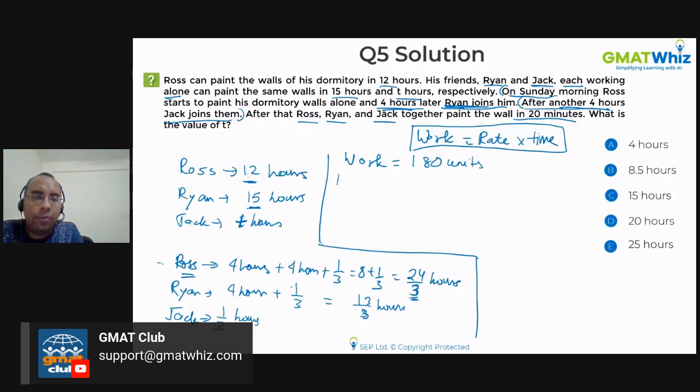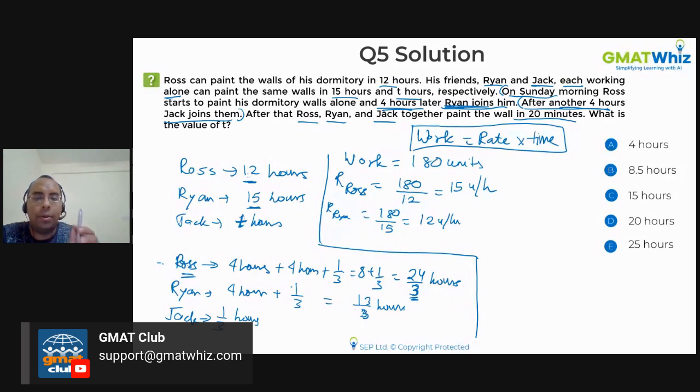If I have to write the rate of Ross, rate is work upon time, 180 by 12. Now see, this is easy to deal with. I'll get 15 very easily, 15 units per hour. Okay, what is the rate of Ryan? 180 by 15, which is 12 units per hour. Easy numbers that you can work with. And you know that your total work is 180 units. So you're not working with 1, you're not working with fractions.